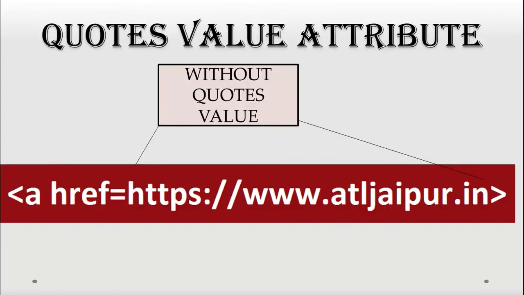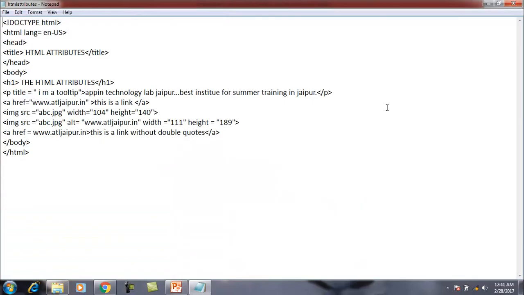Now I am going to explain an example of the HTML attribute. So this is the example of the HTML attribute. The very first is doctype html. html lang equals en-US. This is the language attribute which we have given in the html tag. Open the head tag. Open the title tag. The title is HTML attributes, and close the title tag. Close the head tag. Open the body tag.